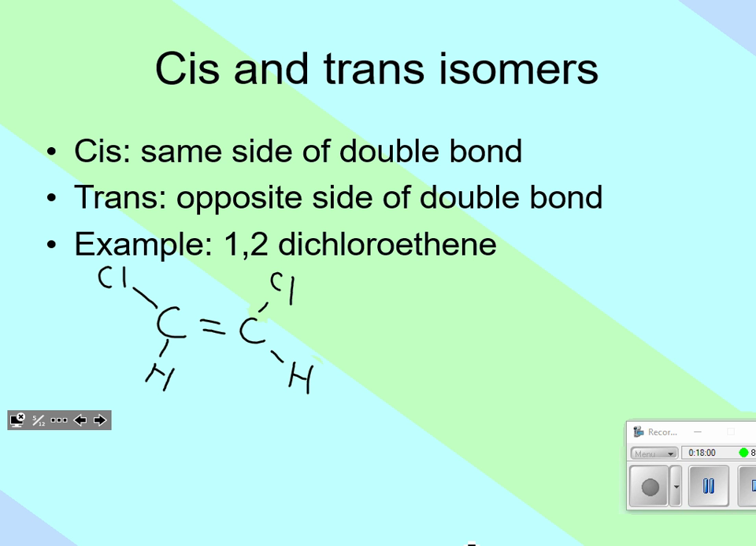That could be 1,2-dichloroethene. Notice that we're not saying 1-ethene. You don't have to label what carbon the double bond is coming off of. If it's a 2-carbon chain, it has to be starting at the 1st carbon. But wait, there's a second way I could actually draw this.